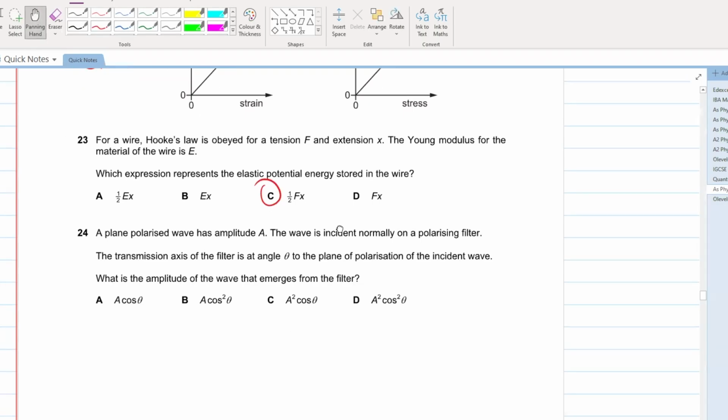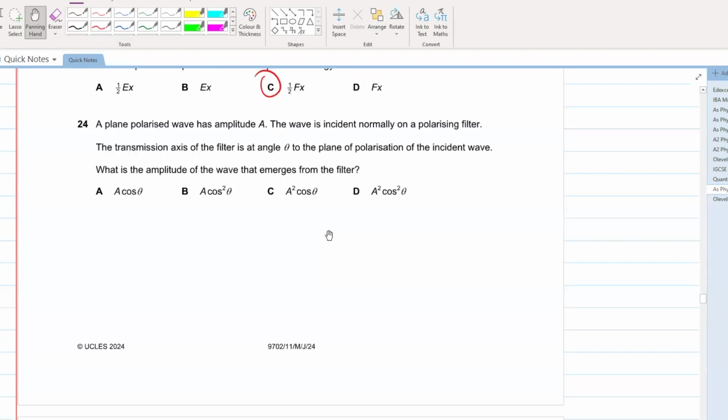Let's further move ahead. A plane polarized wave has an amplitude A. Perfect. The wave is incident normally on a polarizing filter. The transmission axis of the filter is at an angle of theta degrees to the plane of polarization of the incident wave. What is the amplitude of the wave that emerges from the filter?